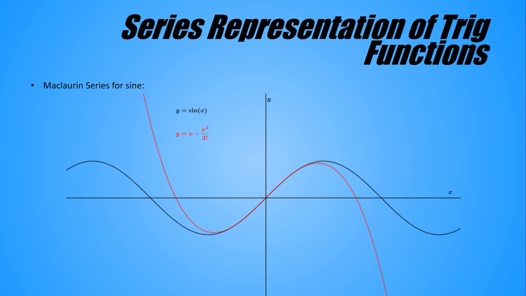Here's the graph when we add the second term, and the third, and the fourth. You see what's happening here? The graphs of these polynomials are starting to look more and more like the graph of the sine function, and over a larger range of x. Adding more terms would just improve this approximation.